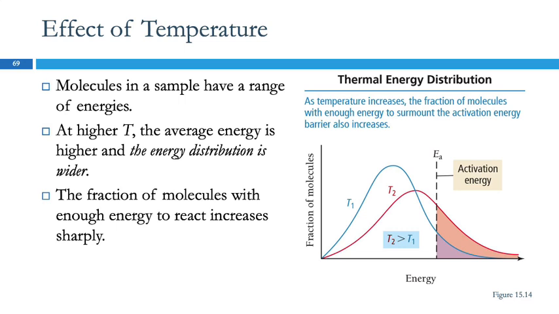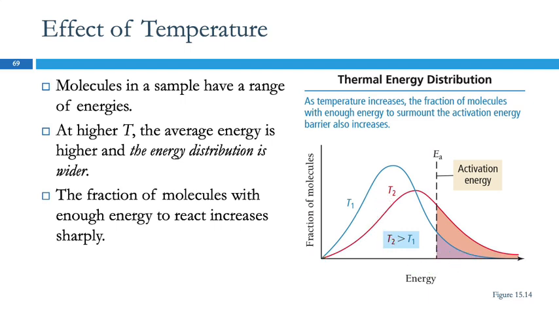Let's look at the effect of temperature. We learned in Chem 1A that temperature is a measure of the average kinetic energy of the particles in a substance. And we learned that molecules in a given sample have a range of energies. The temperature is the average, but some are slow and some are high. And so that will typically follow some sort of a distribution where most of them are in here, but some of them are high and some of them are really low.